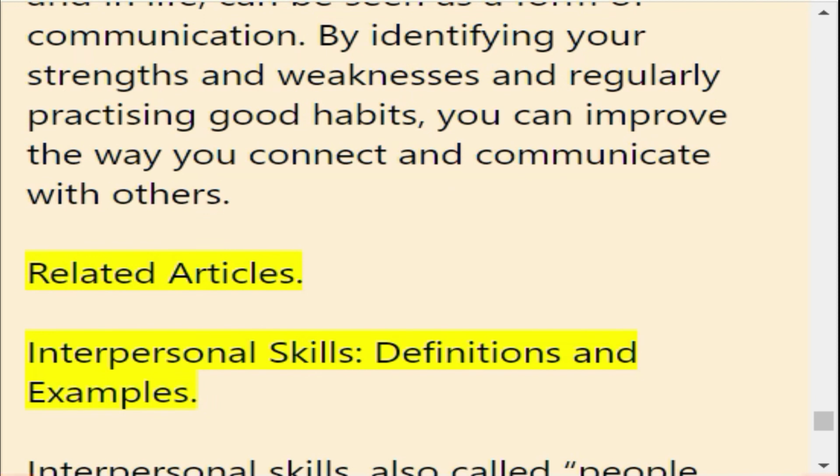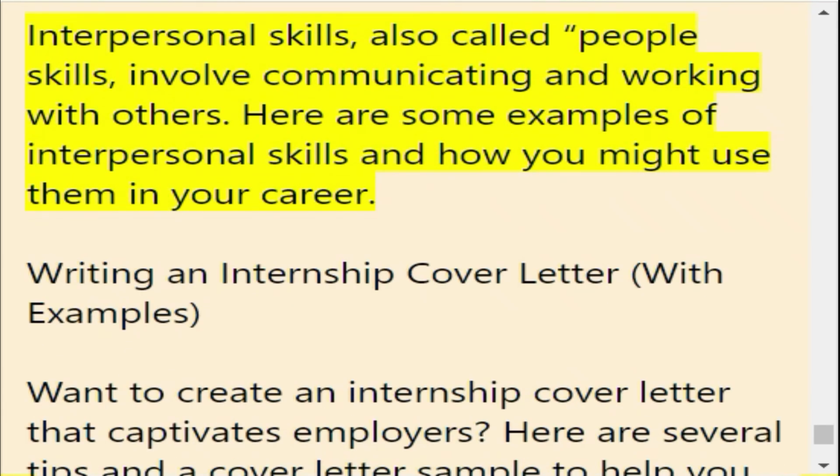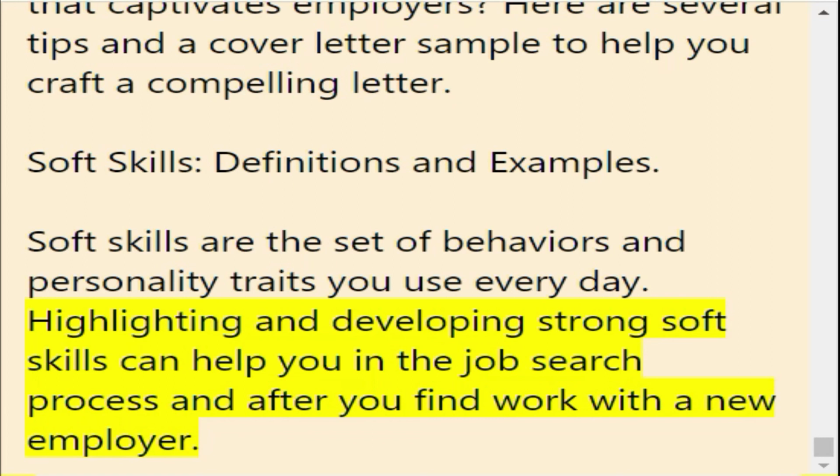Related articles. Interpersonal skills, definitions and examples. Interpersonal skills, also called people skills, involve communicating and working with others. Here are some examples of interpersonal skills and how you might use them in your career. Writing an internship cover letter with examples. Want to create an internship cover letter that captivates employers? Here are several tips and a cover letter sample to help you craft a compelling letter. Soft skills, definitions and examples. Soft skills are the set of behaviors and personality traits you use every day. Highlighting and developing strong soft skills can help you in the job search process and after you find work with a new employer.